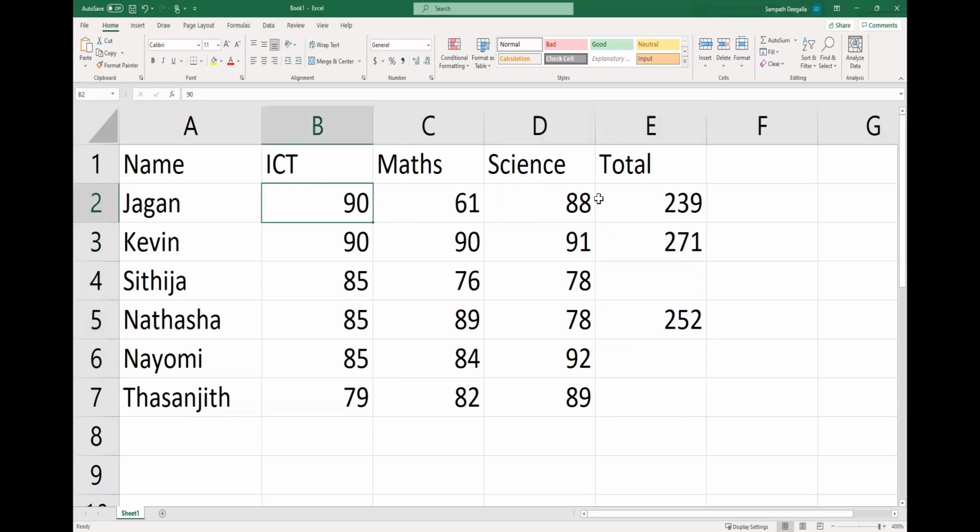Now, whenever I change something here, earlier this was 88, so I will put back 88. You see, it should change now. The total is like this. Let's have average marks.